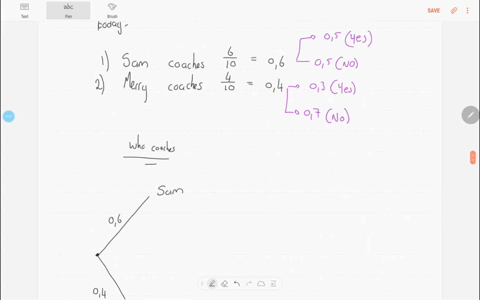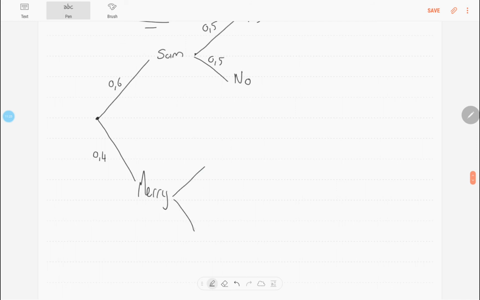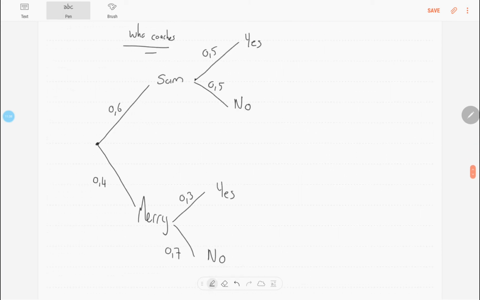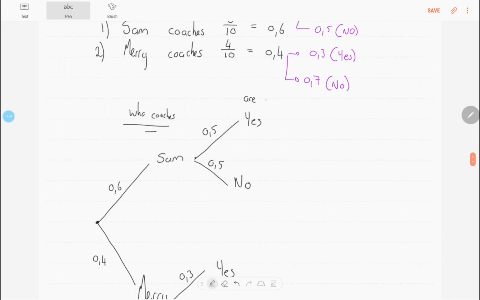Now we have to see if we're actually going to play today. If Coach Sam is there, we get put in the team, so let's say that's yes or no. For Sam, it's a 50-50 shot. For Mary, on the other hand, she either lets us play or she doesn't, but it's a 0,3 chance that we are going to play and a 0,7 chance that we're not going to play. So that's our information. This line here is, are we playing?